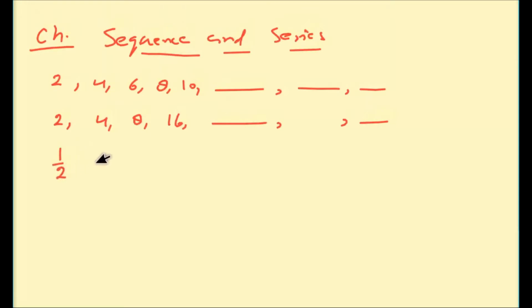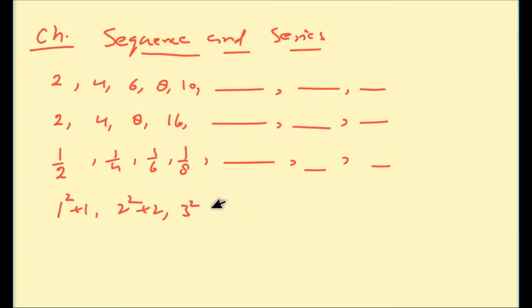Let us write here 1 by 2, 1 by 4, 1 by 6, 1 by 8. Then you can tell me what I have to write as the next term. Think yourself. Okay, let us start 1 square plus 1, 2 square plus 2, 3 square plus 3. Then can you tell me what will be the next number? Think. Yes student, good.